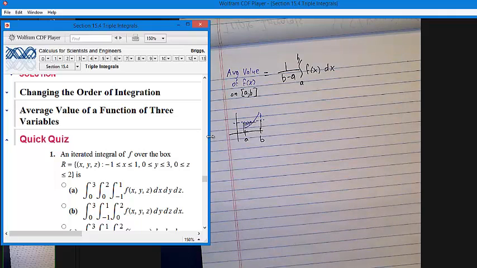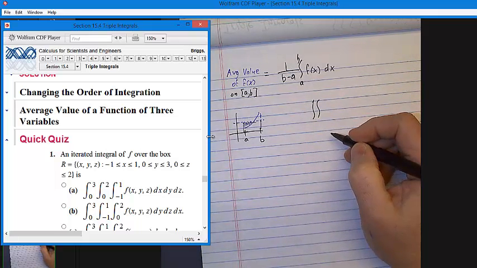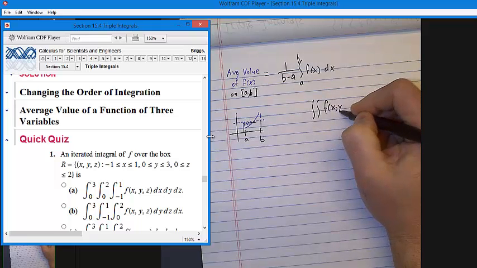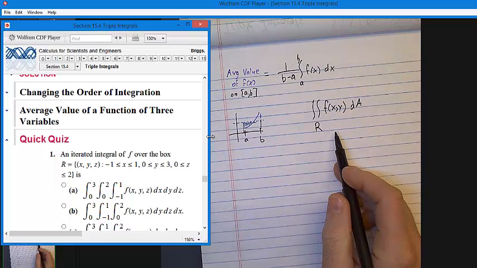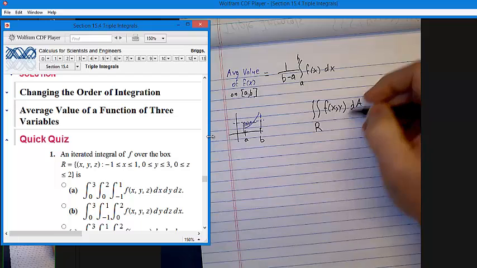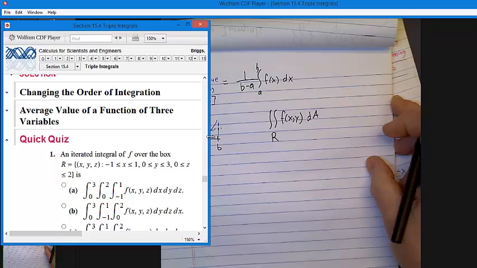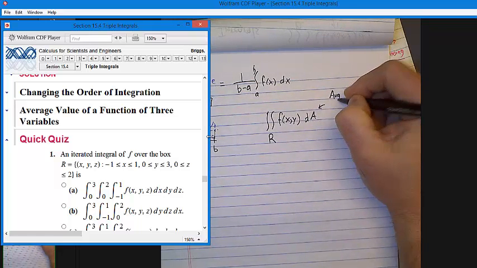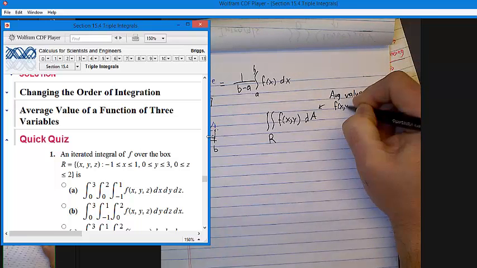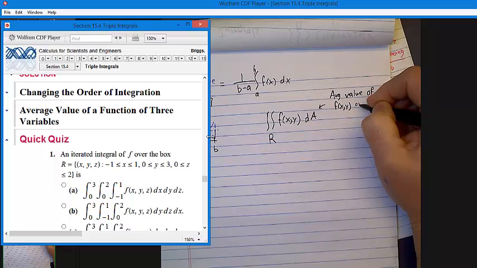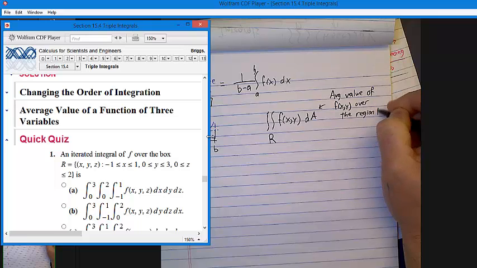So then we upped it a dimension, right? And so when we were doing double integrals, we talked about f of xy dA, and what you did was, okay, what's this going to be? This I'm working on now is the average value of f of xy over the region R instead of over AB.